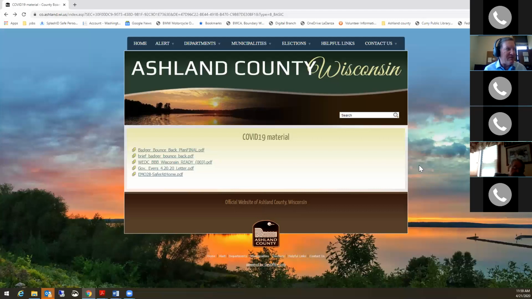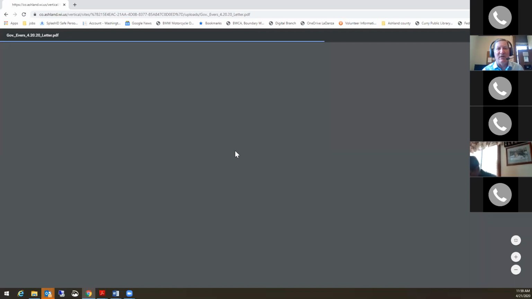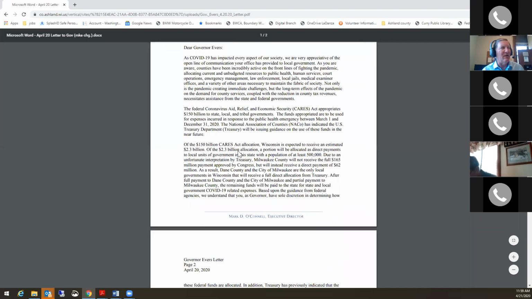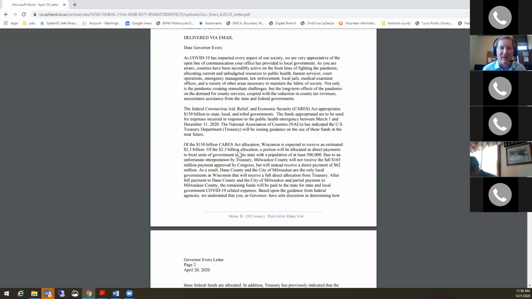There is a letter on the website to Governor Evers from WCA. We're involved with 2 to 3 calls a week with the WCA. And this basically is talking about how because of the decreased money, we're asking the governor, who has sole discretion over, I don't know what it was, $1.9 billion or something like that, and he can basically distribute that money. And we're asking for allocations to counties to help replace lost revenue in addition to increased expenditures.